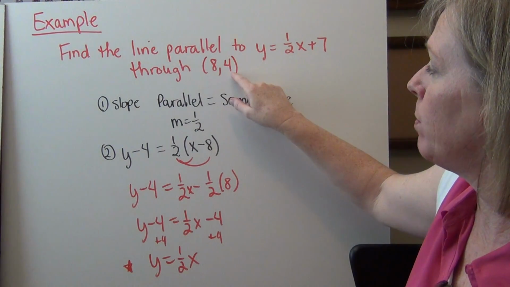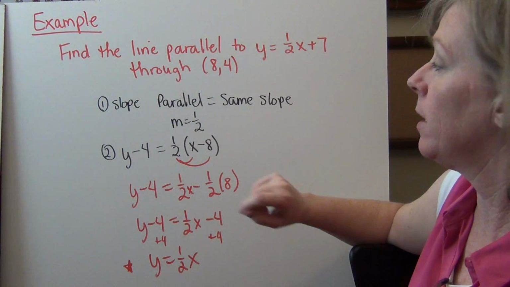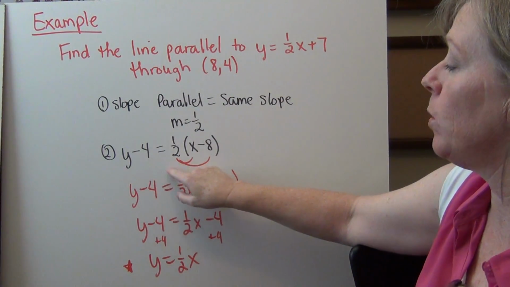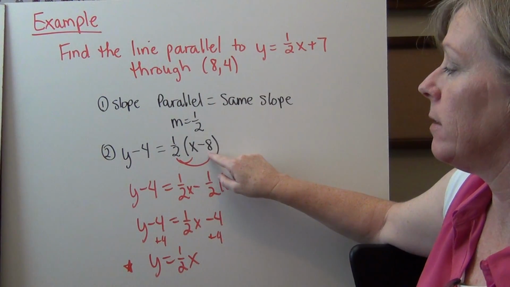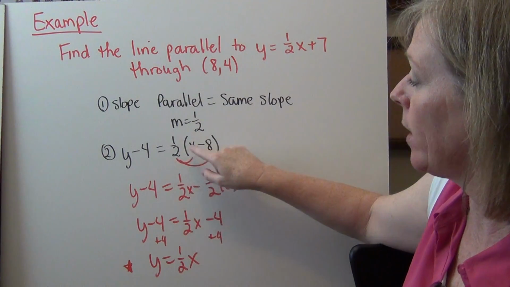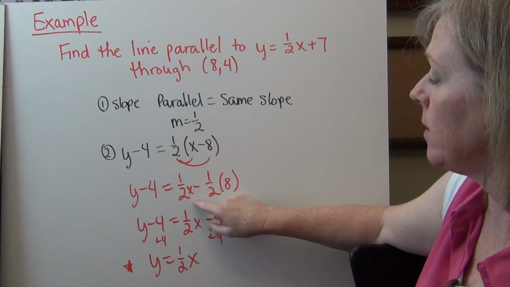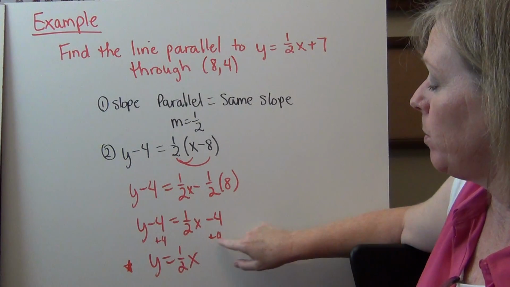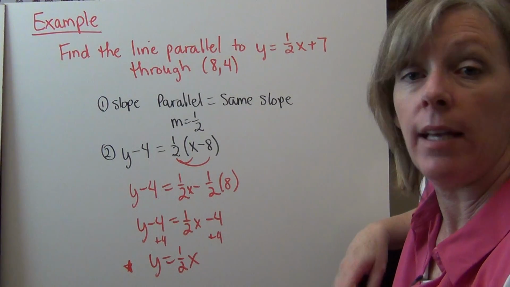Now I need to look at this point. This is the point that I'm going to use for my point-slope formula. So I have y minus 4 equals the slope times x minus x, which was the 8. This is me plugging into this point-slope, showing the distribution here. And I get y minus 4 equals 1/2 of x minus 1/2 of 8, or 4. I add 4 to both sides, and I'm ending up with y equals 1/2 x, and I'm finished.